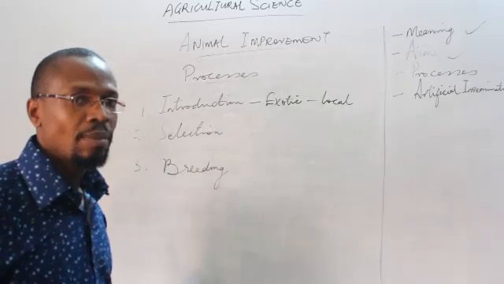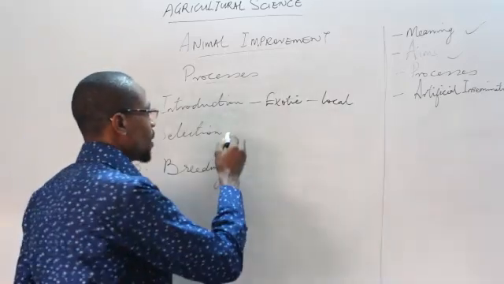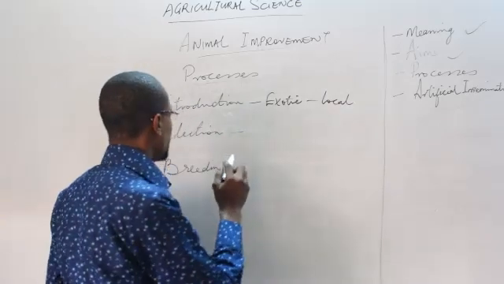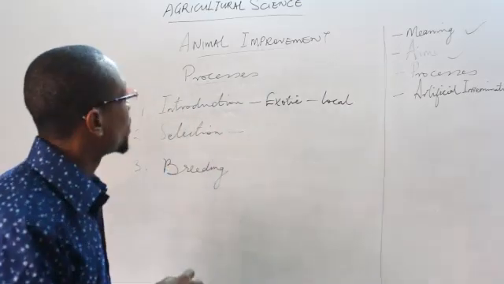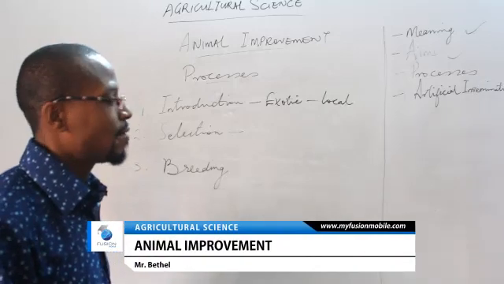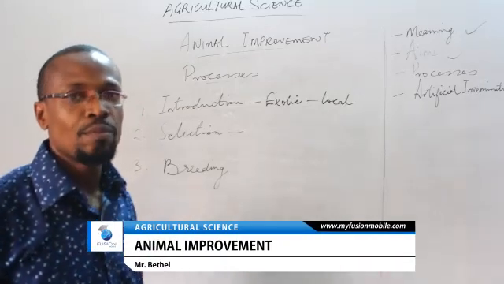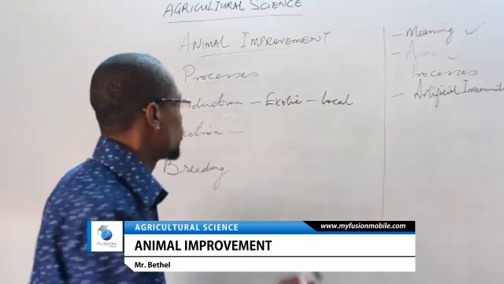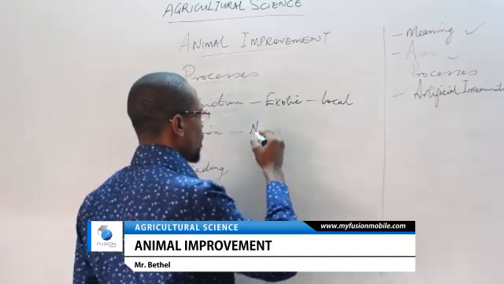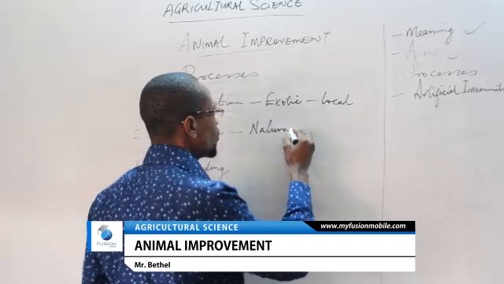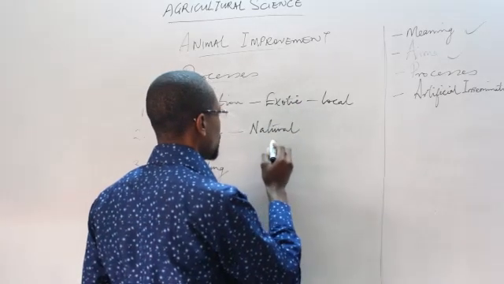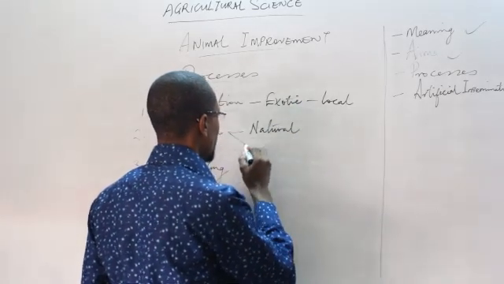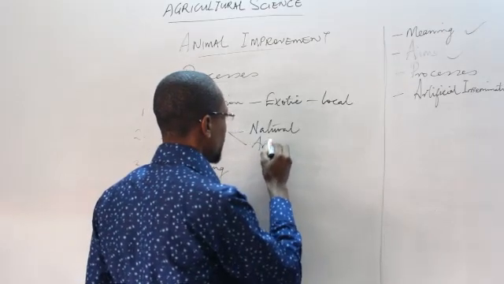And then we talk about selection of farm animals in order to improve their standard, or in order to improve their quality. It is usually based on two broad categories. You have the natural selection, and you have the artificial selection.